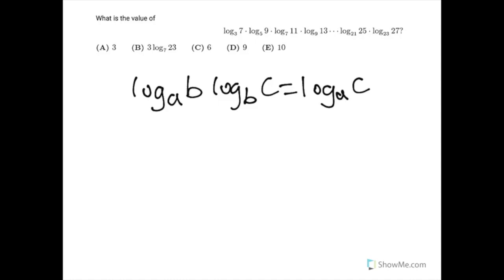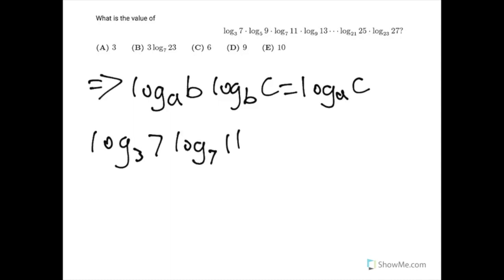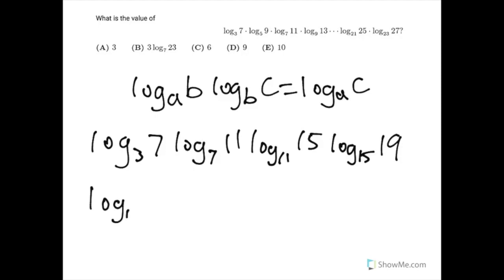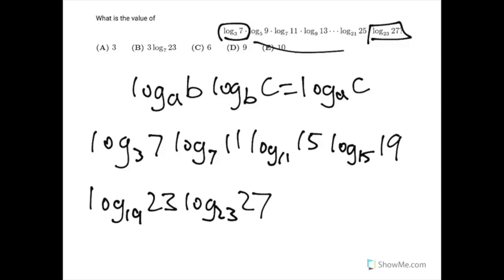So let's start with the first term, log base 3 of 7. If we want to apply this rule, we're going to have to write log base 7 of 11 so that we can simplify this expression. And of course, the next term in here would be log base 11 of 15, and log base 15 of 19, and then log base 19 of 23, and log base 23 of 27. And now we see that we've reached the end of this long product. So this is half of the puzzle.